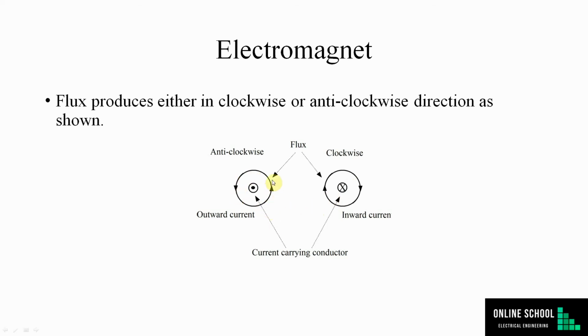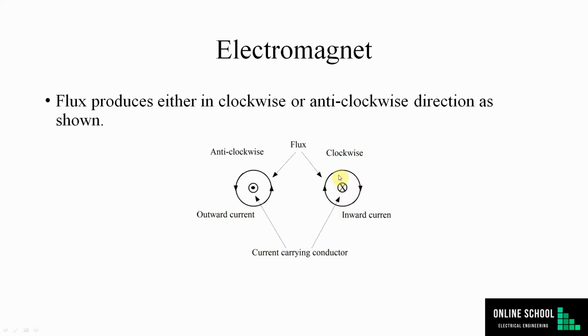To remember the direction of flux produced due to a current carrying conductor, we can use the screw rule. What is the screw rule? The screw rule is the simplest way to remember the direction of flux produced when current flows. When we want to insert a screw, we need to rotate the screw in clockwise direction. So when we rotate the screw in clockwise direction, the screw will be inserted inward.